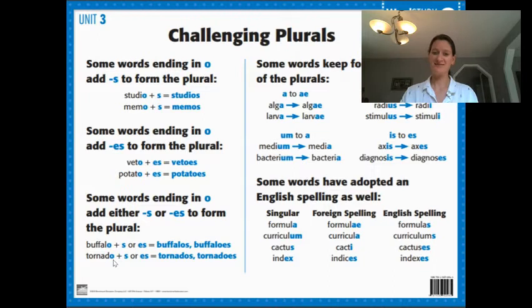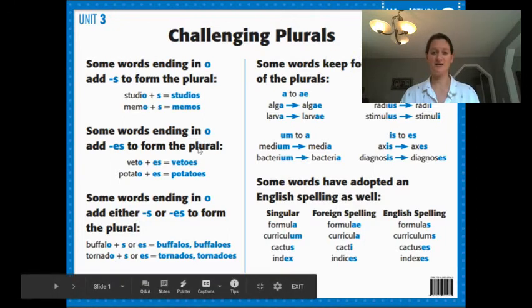There are more challenges ahead for plurals because a lot of the words that we use are foreign words, and that means that they are not originally English words. So some of our words come from Latin or Spanish or French. There are many different words that we've borrowed for English, and so the spelling is a little different. So there's 4 different spellings that we're going to talk about here.